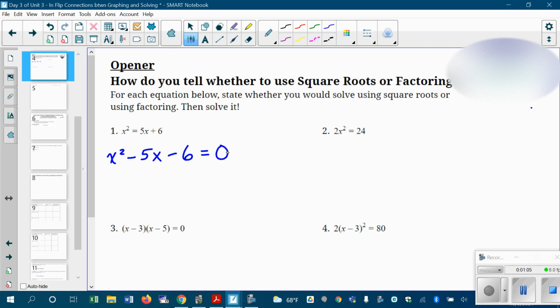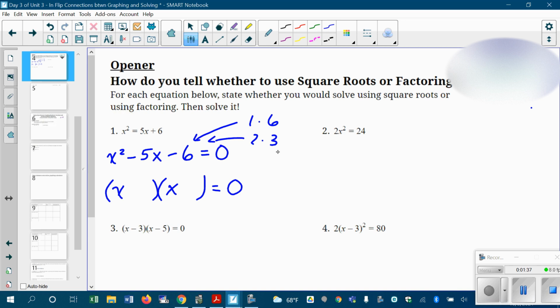And this is not something where I can isolate the term that has a square. There are too many terms, 3 pieces here. So this is one where I would solve by factoring. There's no GCF to pull out. So I'm going to think about how I would distribute, or how I would, quote unquote, FOIL. To get the x squared, I would need an x and an x. The 6 at the back could be 1 times 6, or it could be 2 times 3. So I'm going to think about which of those would be better for that middle term.